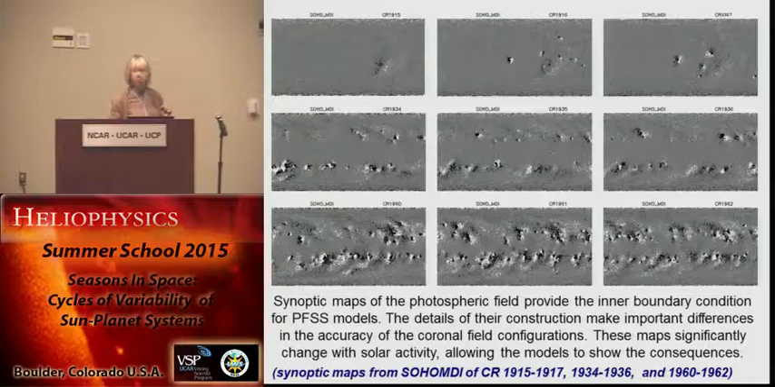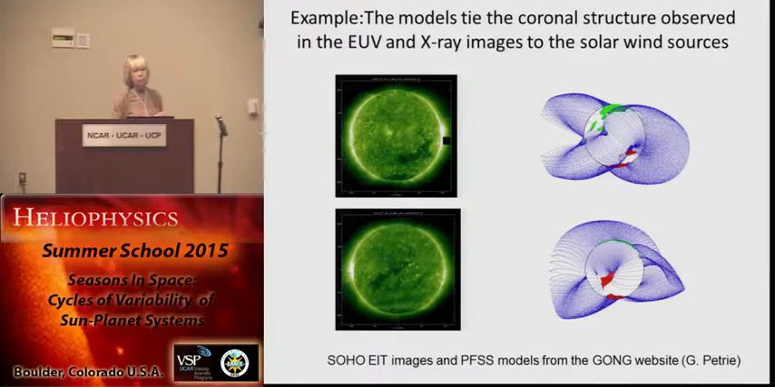The models tie the coronal structure observed in the EUV and X-rays to solar wind sources, to these open field regions of coronal holes, and they do a pretty good job generally, provided you have a sun that isn't changing its magnetic field on you in important ways on the invisible surface. So you can go into the GONG website, which is a wonderful place to go. I have it on another slide. And you can see the latest potential field source surface model reconstruction for a particular GONG map.